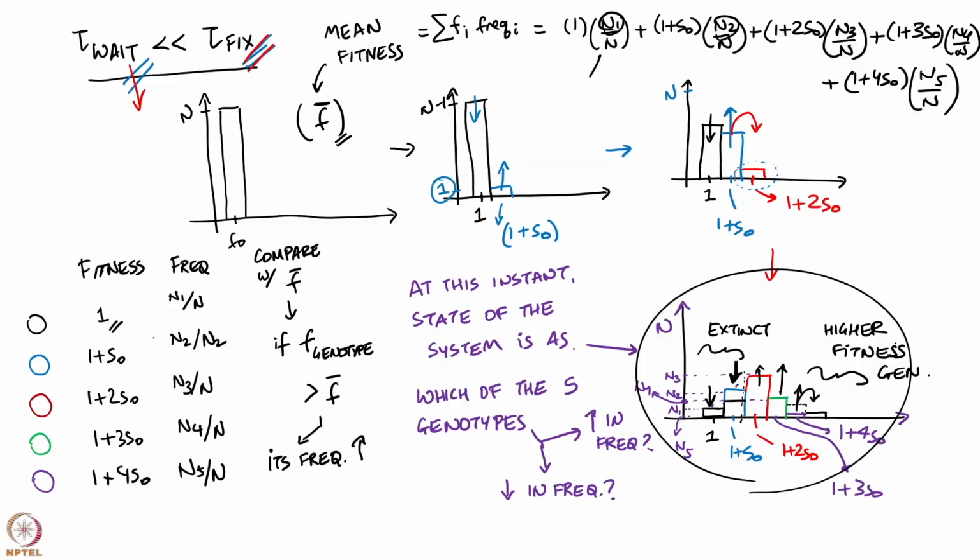But in the other case where tau wait was much bigger than tau fix, more often than not I was only seeing one genotype, and only once in a while I would see 2 genotypes when one was being replaced by the other one. So, that is the big change that has happened in this case. Now, let us look at the same thing in the other representation.